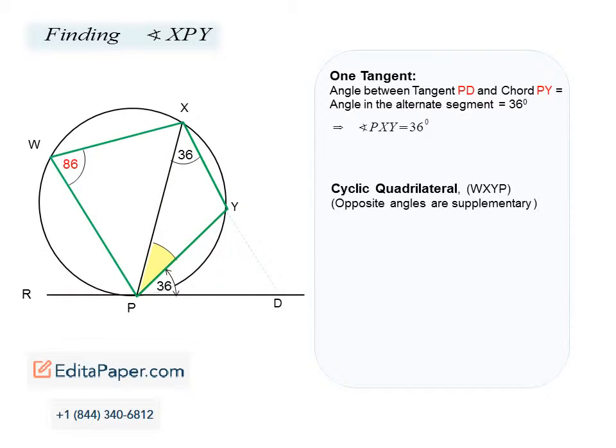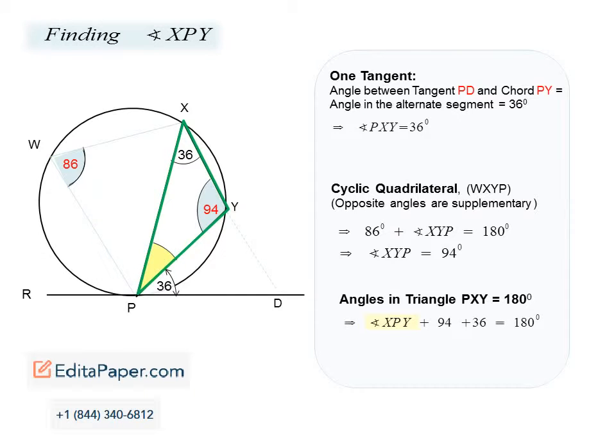From our second observation that WXYP is a cyclic quadrilateral, opposite angles are supplementary. Therefore angle Y plus angle W is 180, therefore angle Y is 94 degrees. This allows us quickly to find the unknown angle shown in yellow, as angles in a triangle are equal to 180 degrees, and therefore XBY is equal to 50 degrees.